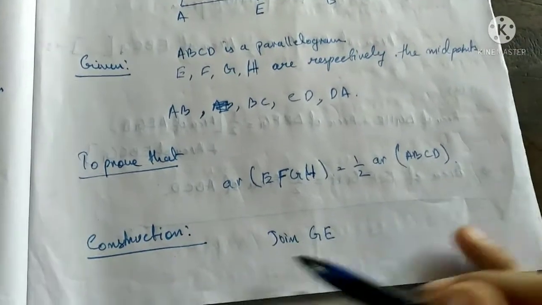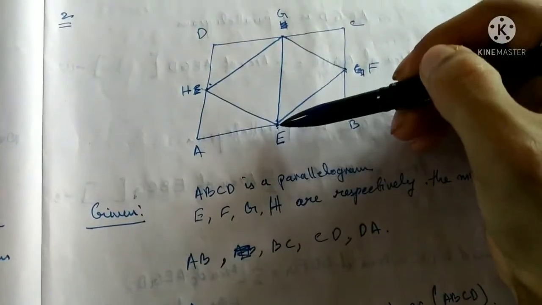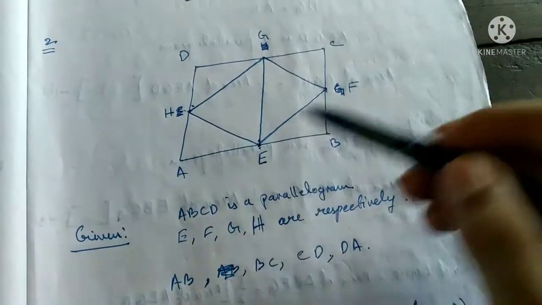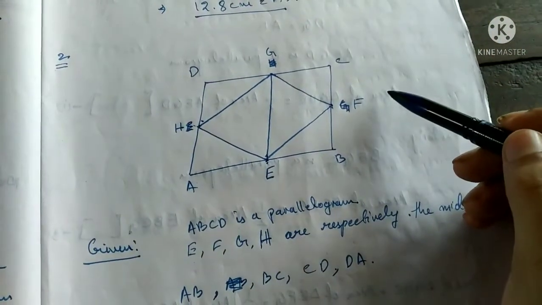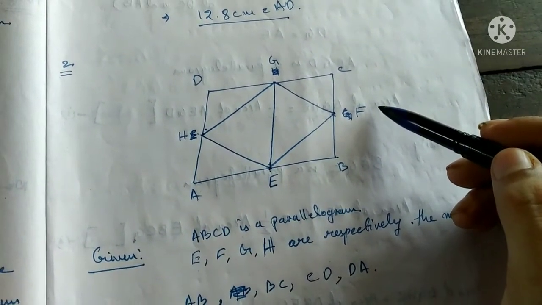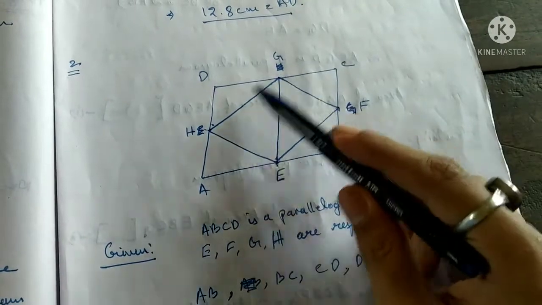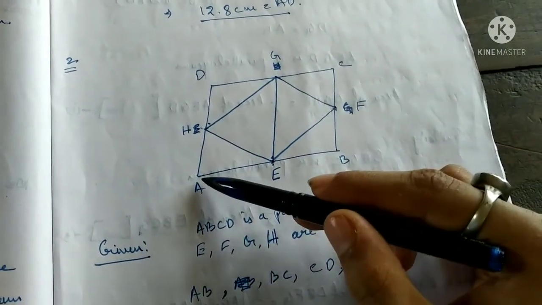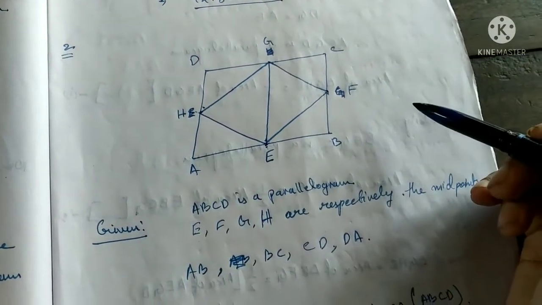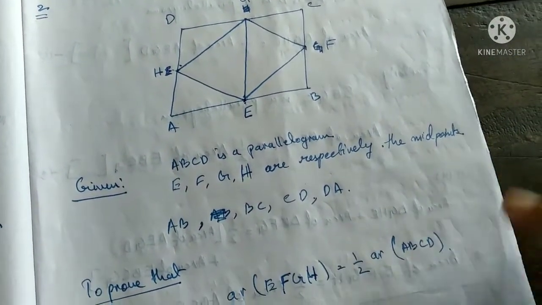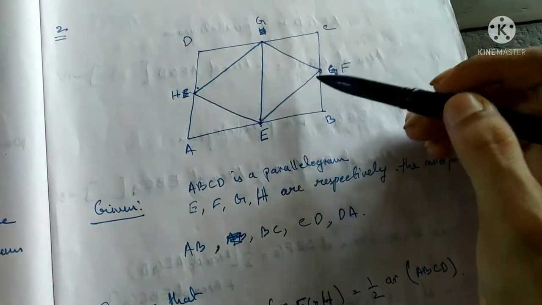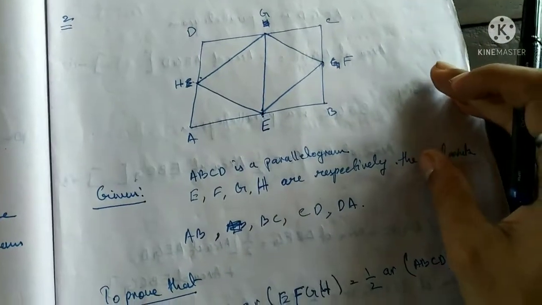Okay, finished. So in here this join GE, this GE I will join it. Okay, question number 2, from the beginning I am saying in here ABCD is a parallelogram. Yes, ABCD is a parallelogram, and E, F, G, H are the midpoints of sides AB, BC, CD and DA. I have to prove that area of EFGH is equal to half area of ABCD.